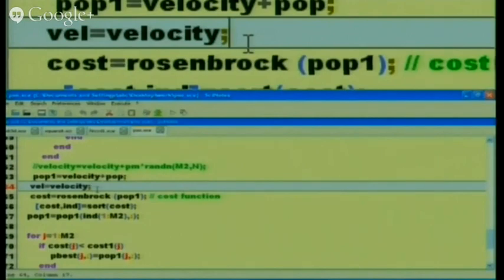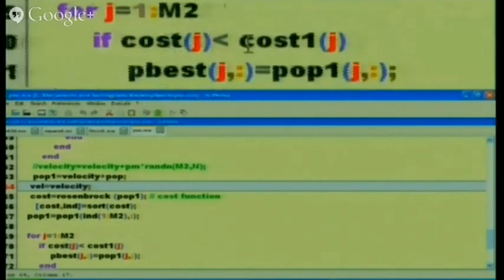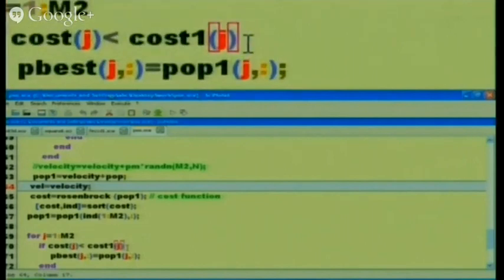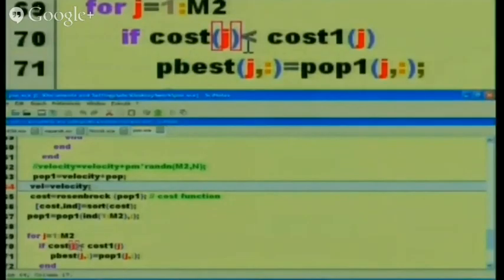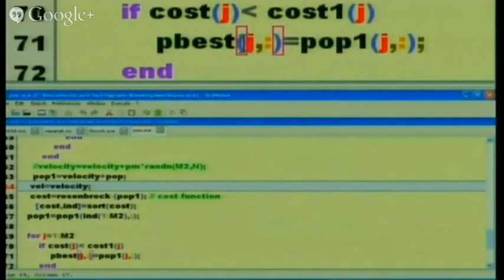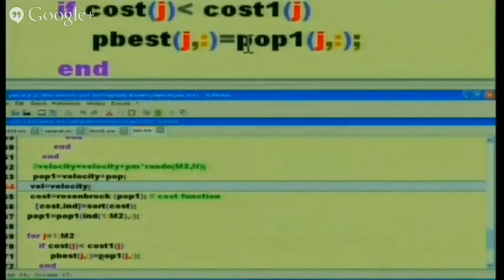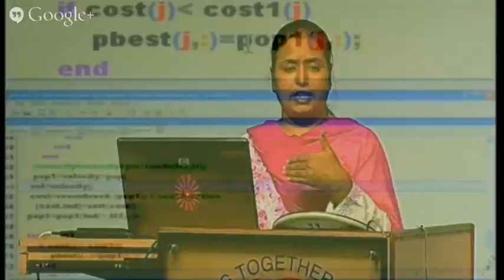And for that we are checking if cost j is less than cost k, because for each objective function or cost function we are calculating the cost, meaning we are calculating the value which we have to minimize. If it is less than j, then we keep the p best as the p best for that particular particle. Let us say some particle is here and then at the next iteration it goes above that.